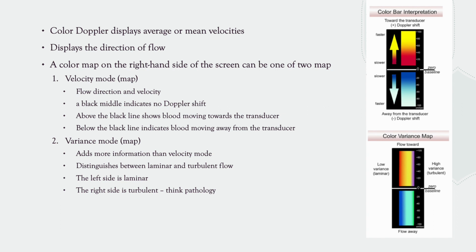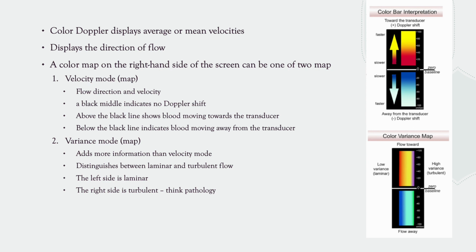The middle black line indicates there's no Doppler shift occurring. Above the black line shows that blood is moving towards the transducer. Below the black line indicates that blood is moving away from the transducer.